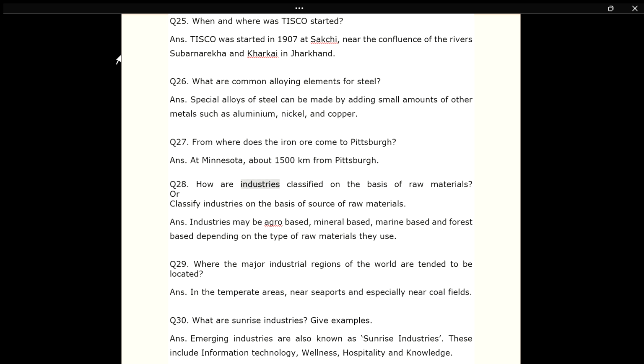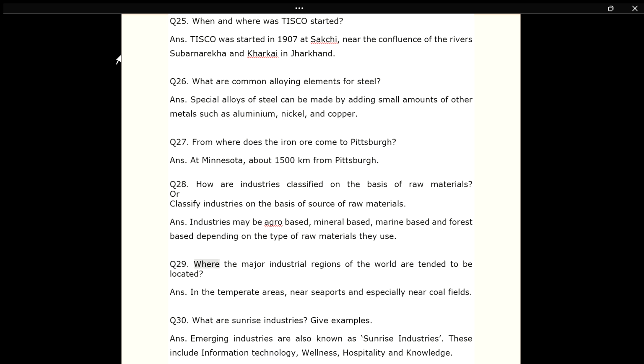Q28. How are industries classified on the basis of raw materials? Or classify industries on the basis of source of raw materials. Ans. Industries may be agro-based, mineral-based, marine-based and forest-based depending on the type of raw materials they use.